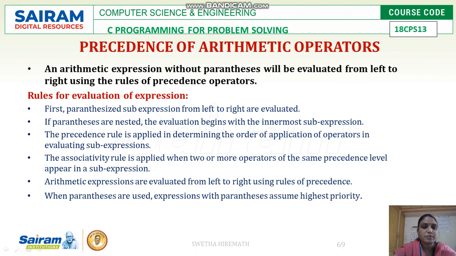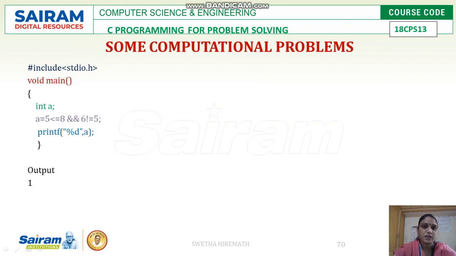The precedence rule is applied in determining the order of application of operators in evaluating sub-expressions. The associativity rule is applied when two or more operators have the same precedence, that is, we move from left to right to evaluate that expression. Arithmetic expressions are evaluated from left to right using the rules for precedence. When parentheses are used, expressions within parentheses assume the highest priority.